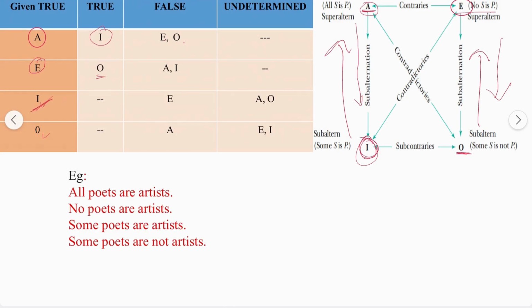So let's move with the I proposition. If the I proposition is true, it is smart to first check the contradictories, because it is the easiest one. If I is true, then E will be false. Now E is false, but we are not able to determine the value of A and O propositions. They are undetermined, in the sense that we are not sure whether the A proposition would be true or false, or the O proposition true or false. So these two values cannot be determined. That is what is given here. Again, for the O proposition, if you check, we cannot determine the value of E and I. Let's move to the next one now.